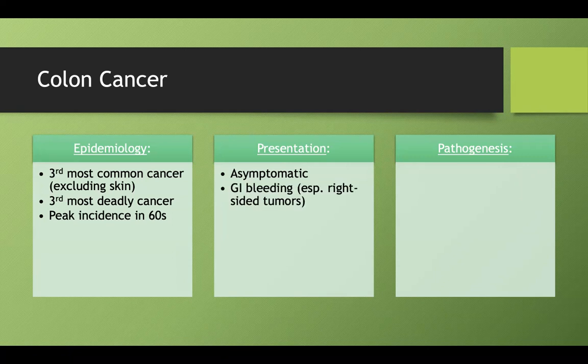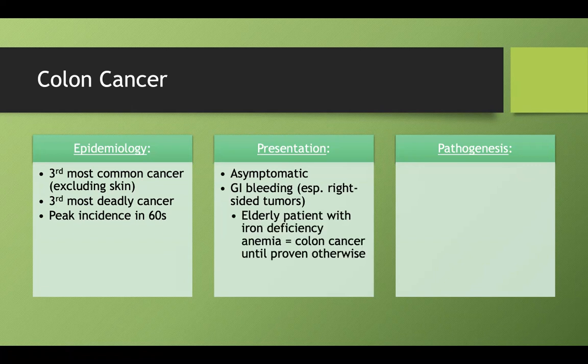Presents with GI bleeding, especially on the right side. So if you ever have a patient who's having some iron deficiency anemia in the elderly, you have to assume it's colon cancer until you can prove otherwise, because it's so common in that age group. You can also get bowel obstruction symptoms, especially with left-sided tumors. We kind of went into this a little bit with the anatomy section. It's because on your left side, your stool is more well-formed and you have a lower diameter, so it's more likely to cause obstruction on that side.